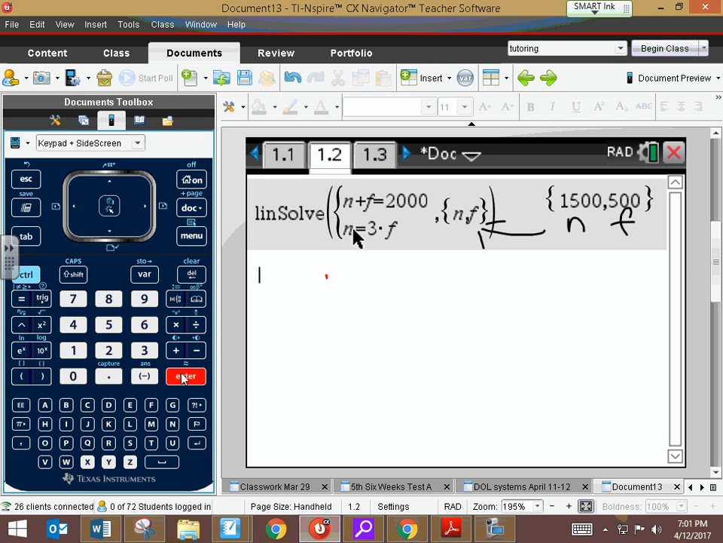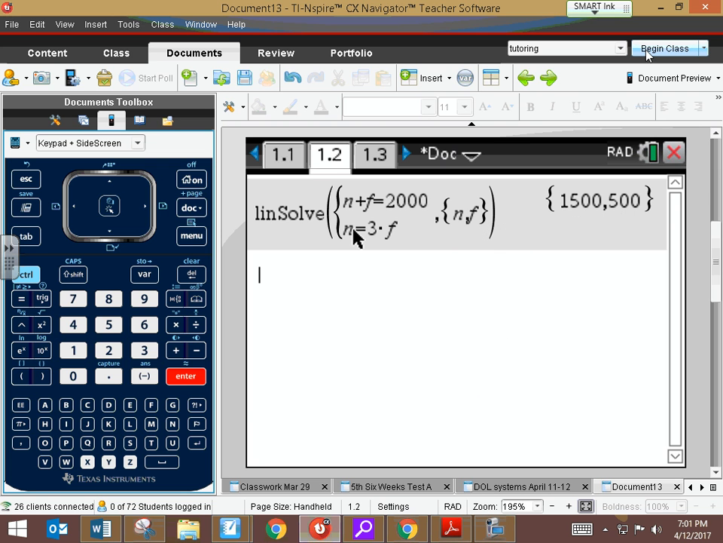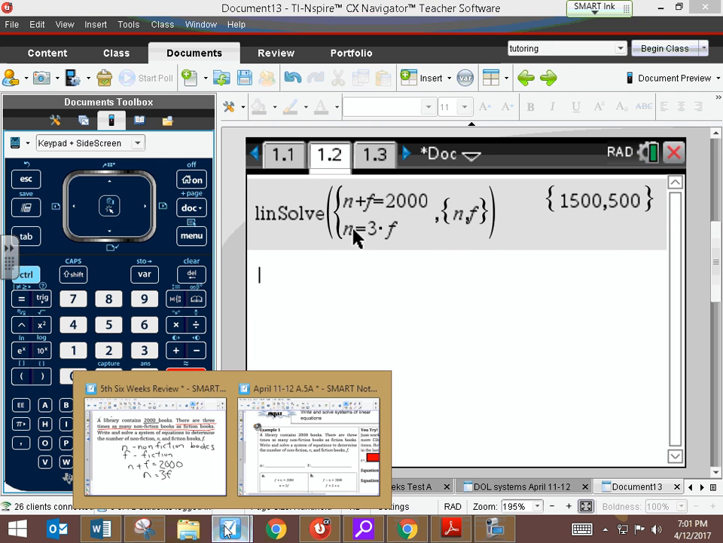It looks like it came back. So, all right, but again, this was menu 3, 2 from the calculator. You can also use the calculator app. Okay, you can also use it in the scratch pad as well. Okay, all right, so for that, let's get back to the review.